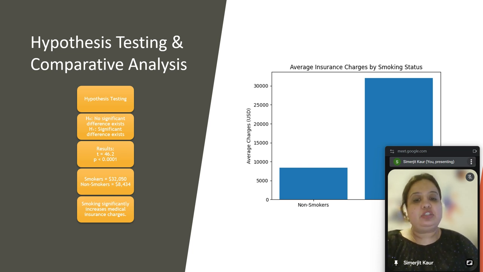Comparative analysis showed smokers pay an average of $32,050 compared to $8,434 for non-smokers.